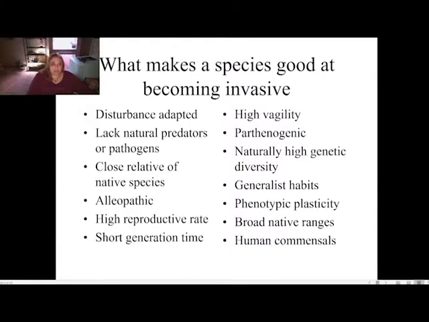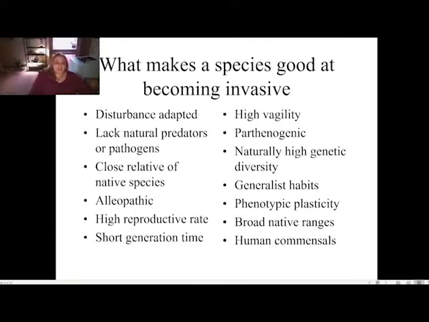One example would be that they're disturbance adapted. This is really helpful for them because disturbed areas usually have fewer competitors. There aren't many species that are able to survive in disturbed areas, so they're relatively open areas for new species to fill. And if you can survive in that area, you kind of have a monopoly on it.